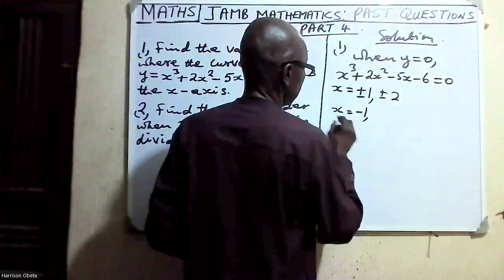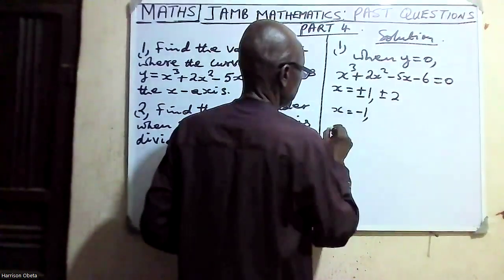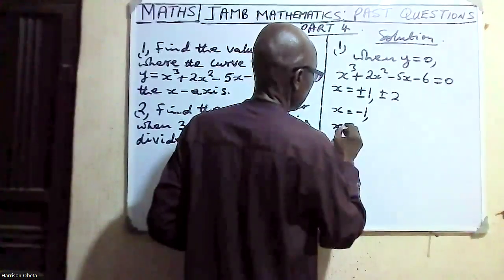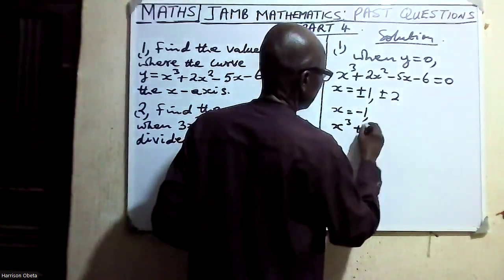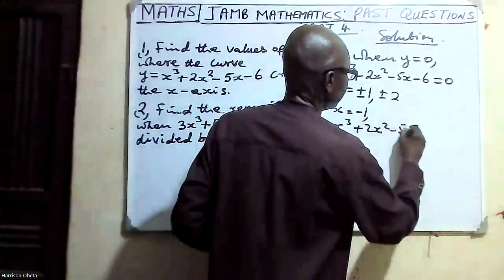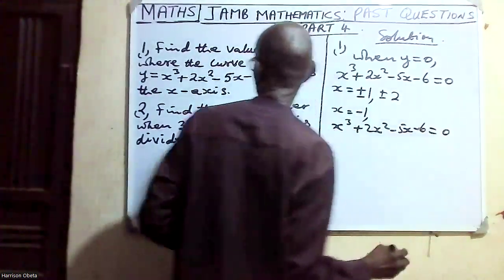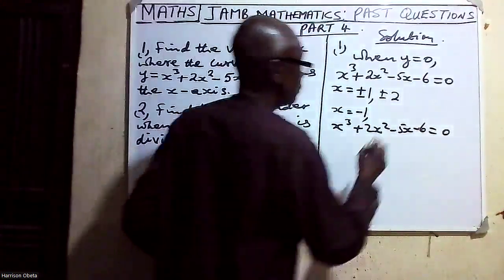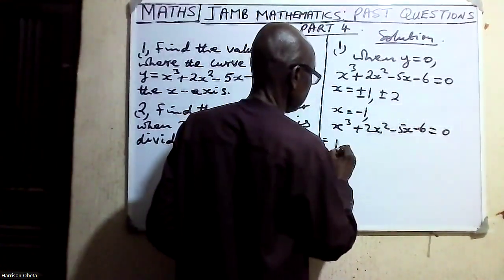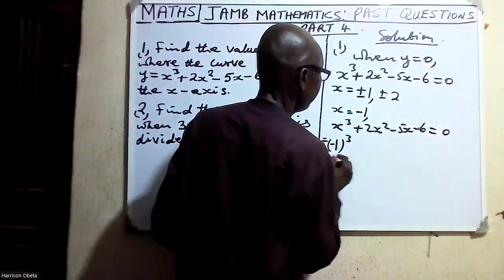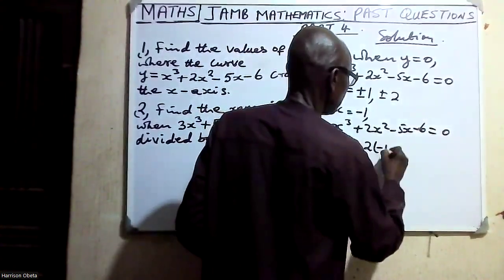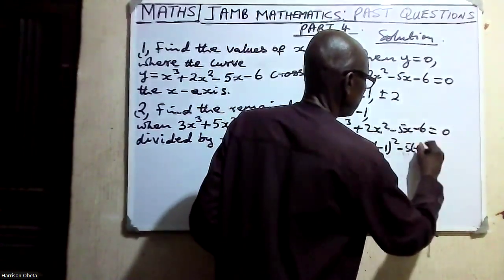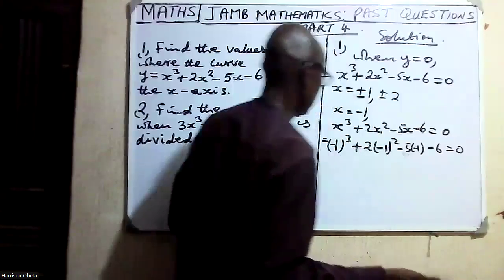So let's go ahead. X equal to minus 1. That means x cubed plus 2x squared minus 5x minus 6 equal to 0. And that is equal to minus 1 raised to power 3 plus 2 into minus 1 squared minus 5 into minus 1 minus 6 equal to 0.